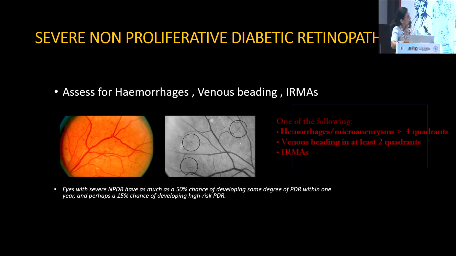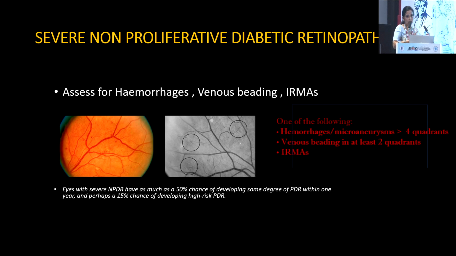Now, when you have a patient who you label as severe NPDR, look for venous beading and IRMAs. Now, IRMAs are these intraretinal microvascular abnormalities. When you see it with a 90D or even with your direct, you can see that they are present inside the retina. And whenever you see venous beading, like you see here in this picture, this shows you that this patient has a very high chance of moving on to proliferative disease.